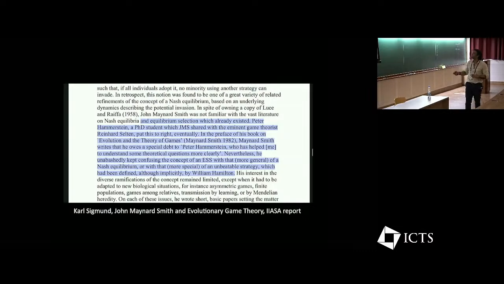But the interesting thing is, nevertheless, he unabashedly kept confusing the concept of an ESS with that more general one of a Nash equilibrium, or with that more special one of an unbeatable strategy, which had been defined, although implicitly, by Will Hamilton. So until the end, he was just going back and forth between the two a bit. That might explain some of the confusions that you might see in the literature sometimes.